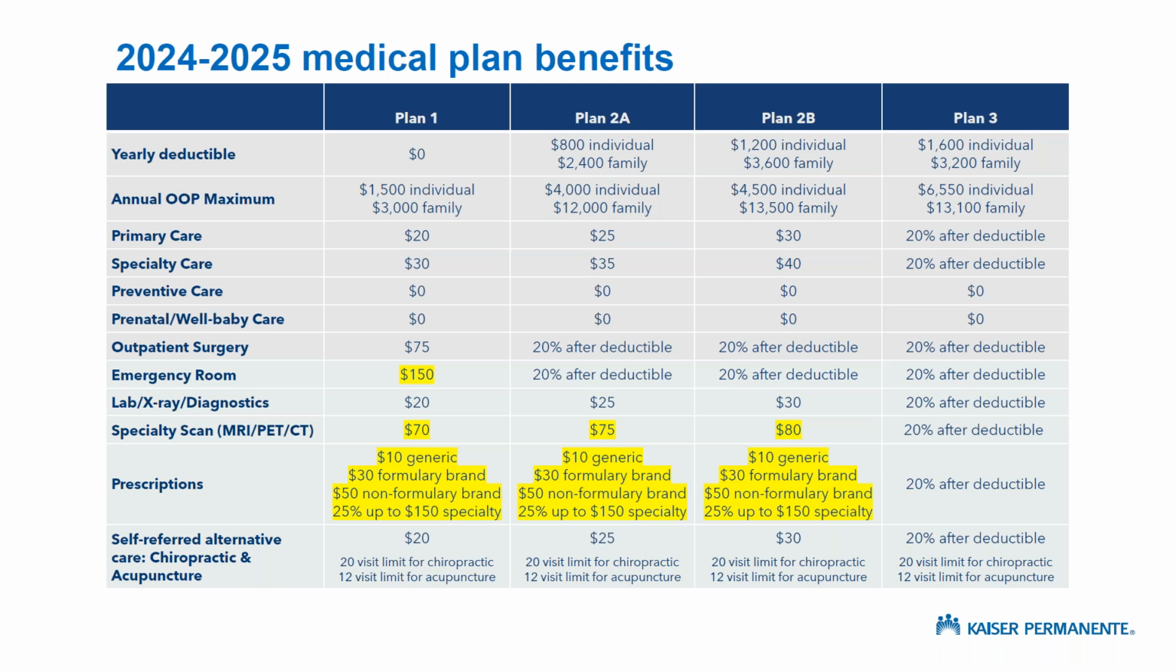Emergency department copay for Plan 1 will increase by $50. Specialty scans such as MRI, CT, and PET scans will increase by $50 on Plans 1, 2A, and 2B. Prescription drug copays will increase by $5 for all non-specialty medications, but the specialty drug cap will also increase by $50. And then prescription drug copays will no longer have a separate out-of-pocket maximum. The prescription copays will now accumulate towards the medical out-of-pocket maximum.